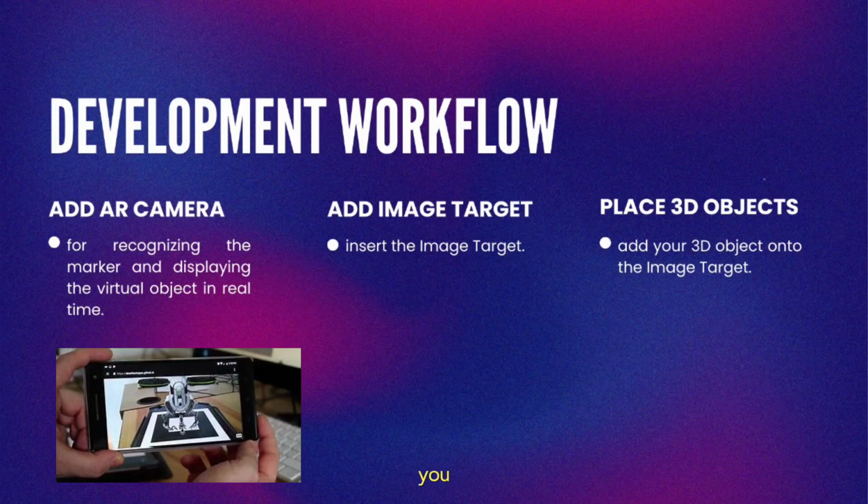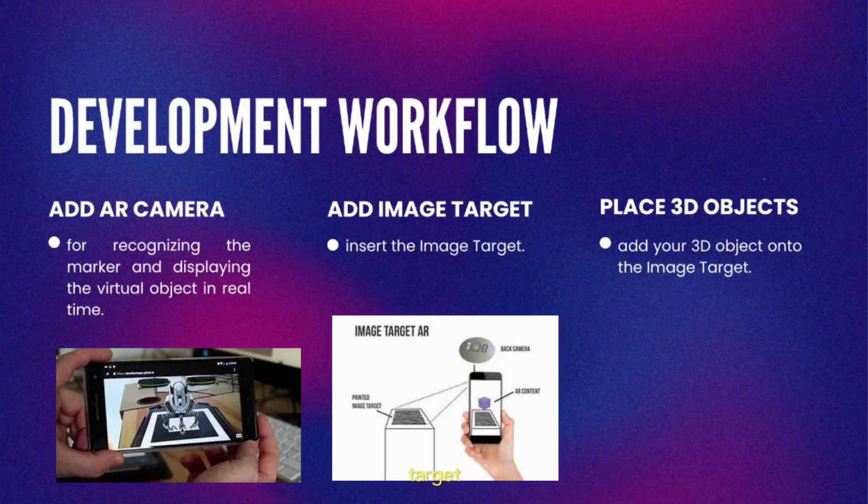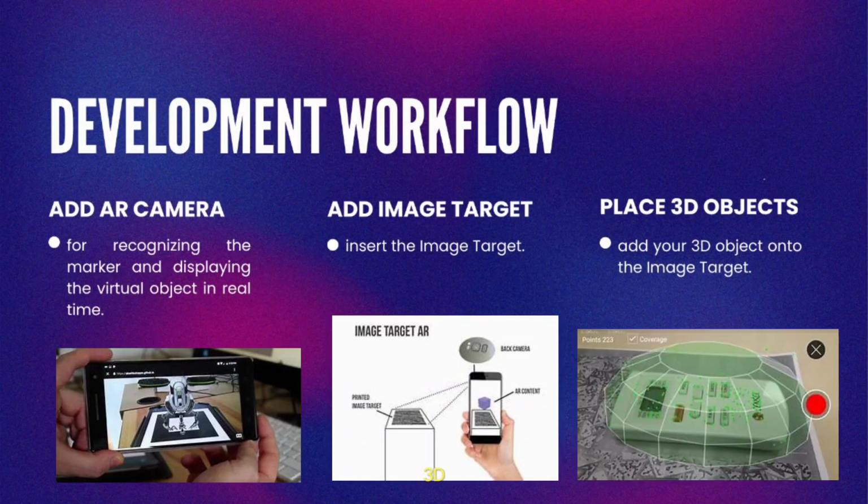Fifth, you must insert the image target. This is the marker your application will scan. You choose an image from your Vuforia database and place it into the Unity scene. Sixth, you add your 3D object onto the image target. This object will appear when the camera detects the marker. Make sure to adjust its size, position, and orientation so it looks realistic when it appears.